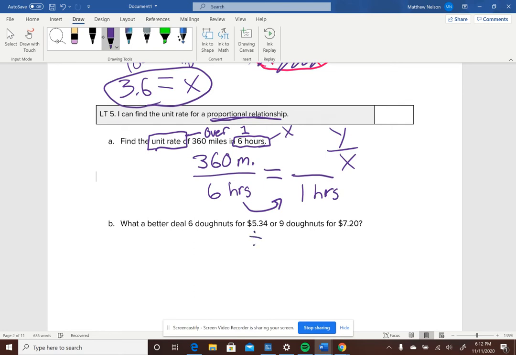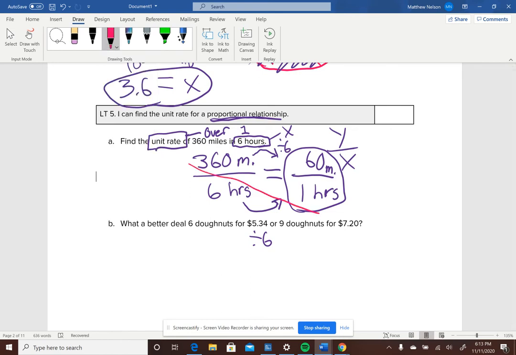We have to divide by 6, right? And so we know up top here, we also are going to divide by 6, right, to keep it proportional. So 360 divided by 6 is going to give me 60, and boom, we're doing 60 miles per hour. All right, pretty standard. You could also multiply across just like we did up top.